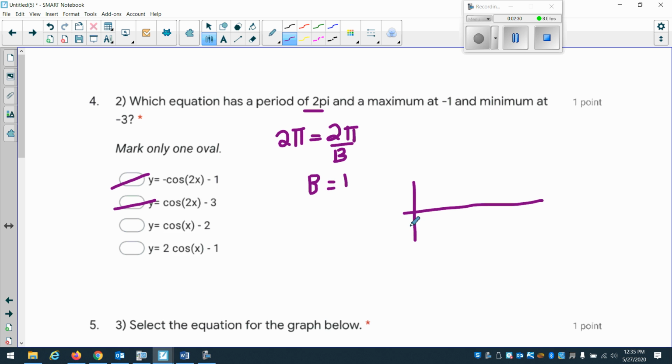So if I look at the difference between, if you have maximum of -1 and a minimum of -3, well, your amplitude must be 1. So therefore, my midline is 2. So if you add these two together and divide by 2, you end up getting -2. So the correct equation is y equals cosine of x minus 2.